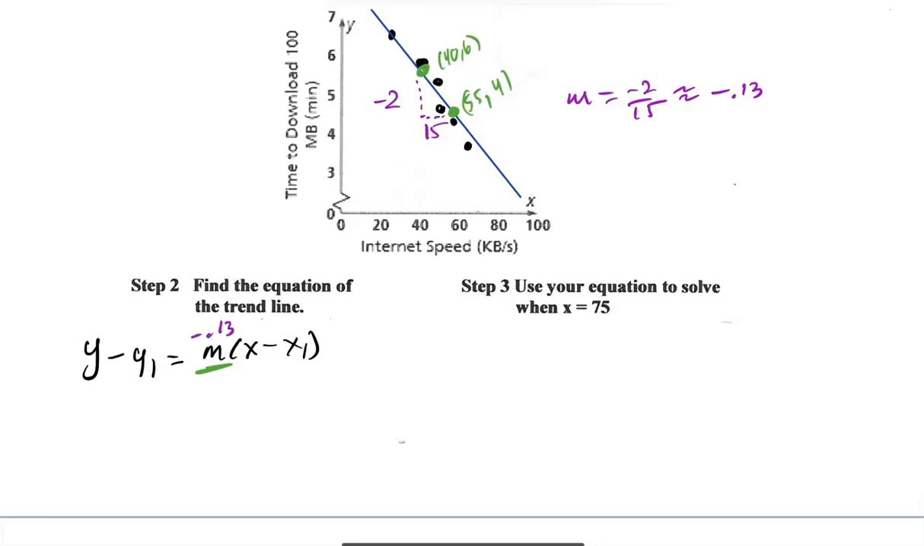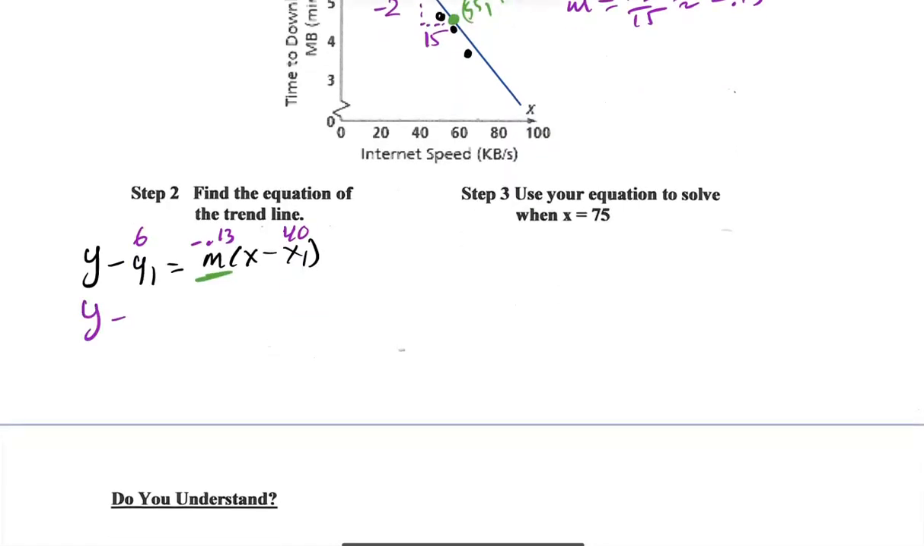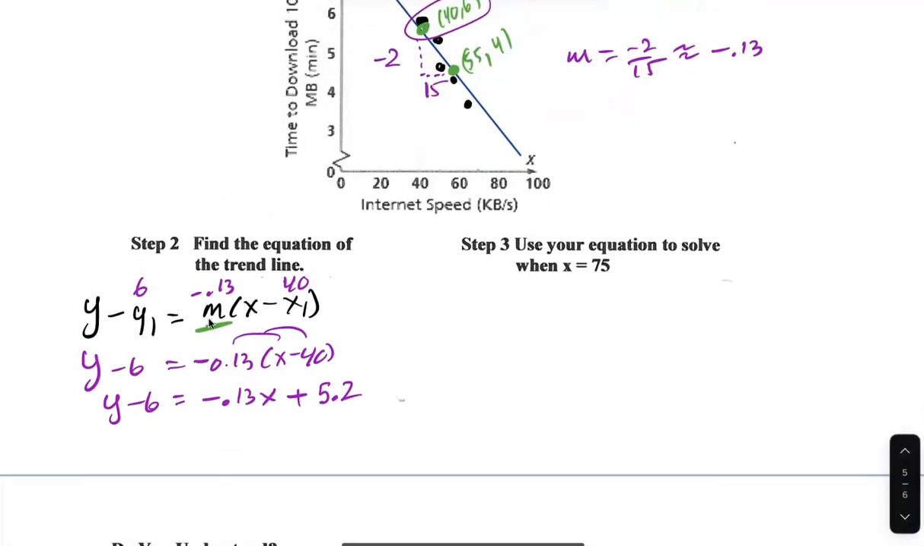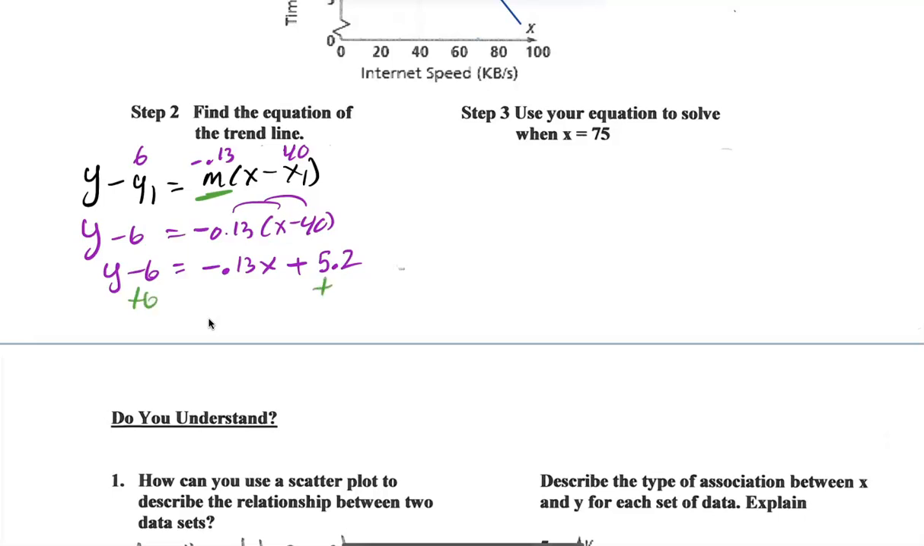I need a point. We'll just use my first one, 40 and 6. So x is 40, y is 6. Let's simplify. y minus 6 equals -0.13 times x minus 40. Distribute. Gonna need a calculator for sure. -0.13 times x, minus 2 negatives make a positive 5.2. Let's add the 6 to both sides. Plus 6, plus 6. And we get y equals -0.13x plus 11.2.